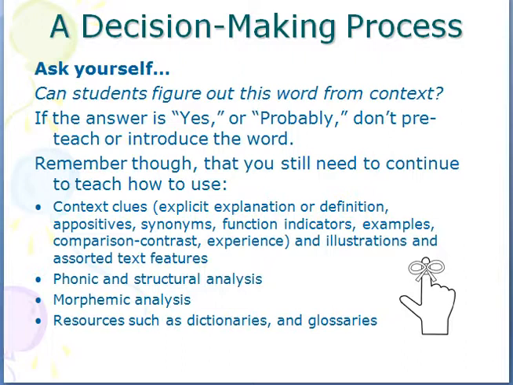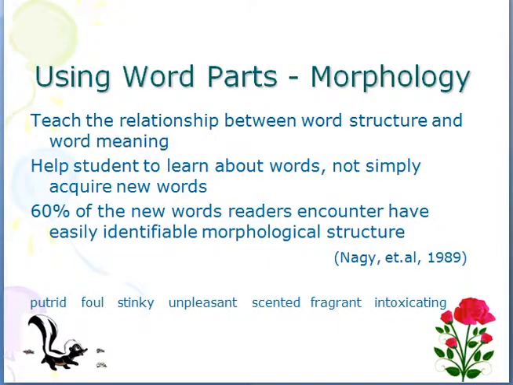Students need to know that context clues can be directly in the text, such as those explained by Gunning. But they also need to know that illustrations or text features can help to clarify a new word's meaning. We have touched on phonic and structural analysis as a way to break words into smaller units or syllables so that they can be decoded.